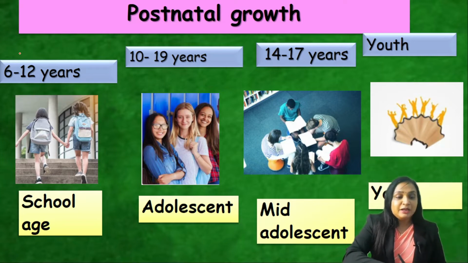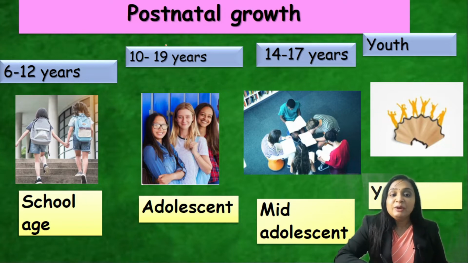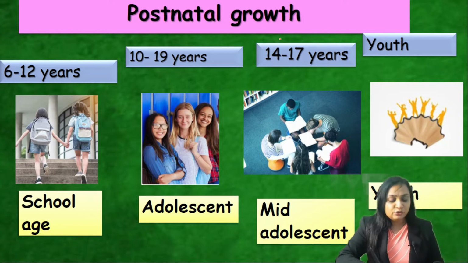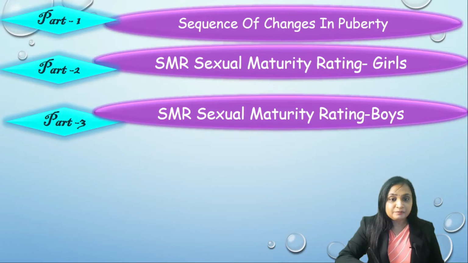When it comes to 6 to 12 years, we all know we call them school age. When it is between 10 to 19 years, we call them adolescent. In the 10 to 19 years also, WHO has defined a specific period which we call mid-adolescent, because all changes start at the age of 10. But this age is very important, in which so many things are happening for both girls and boys. So mid-adolescent age is between 14 to 17 years.